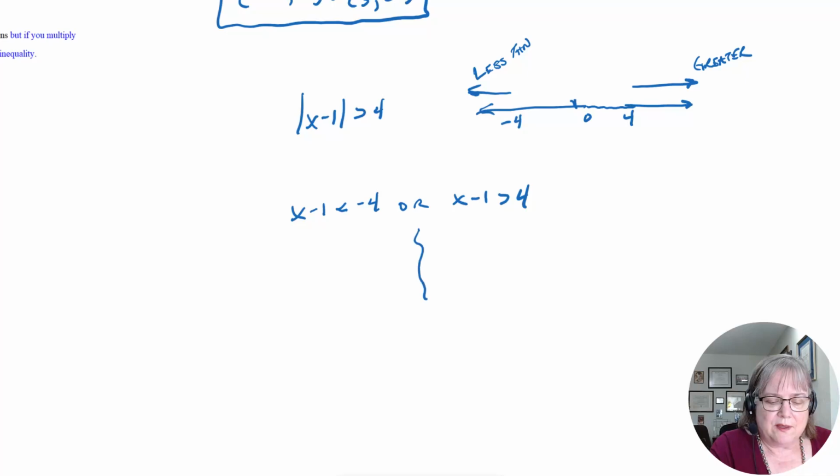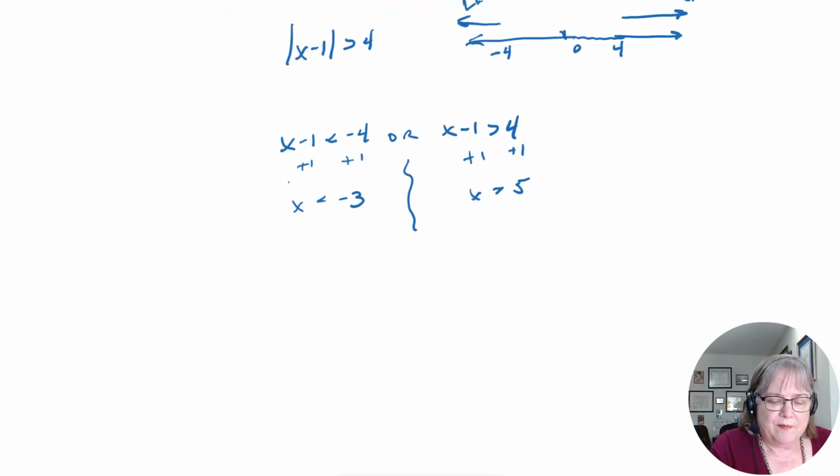And we solve these. So we want to simplify the left, simplify the right. So we add 1 to both sides. Add 1 to both sides. X is greater than 5. So what this would be, if you graphed it, is -3 and 5.